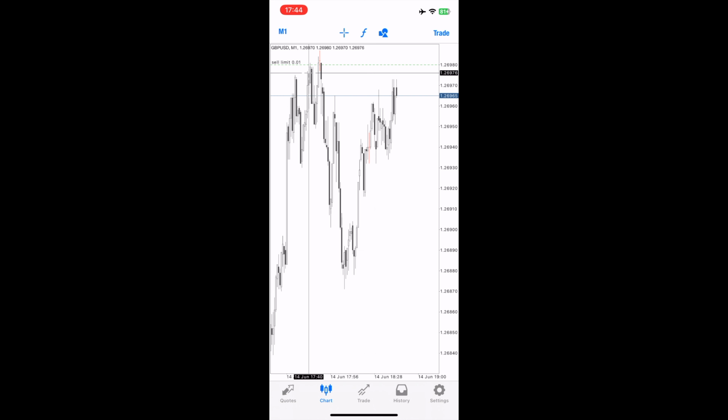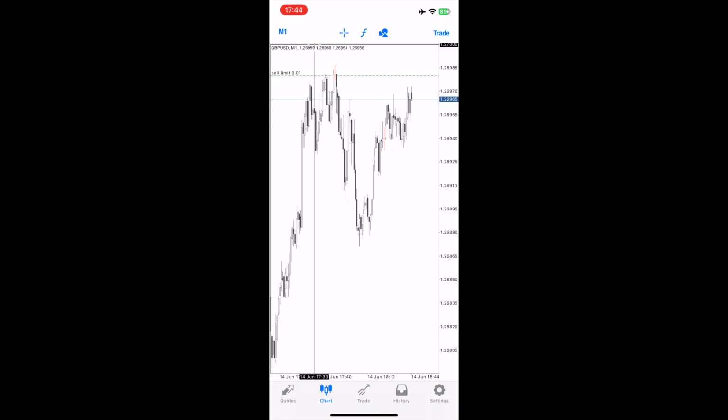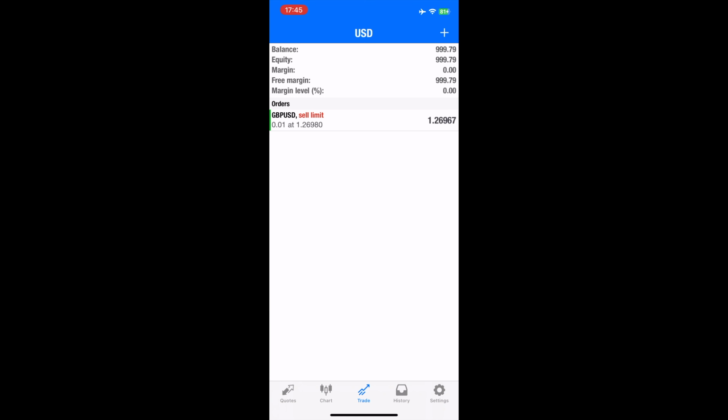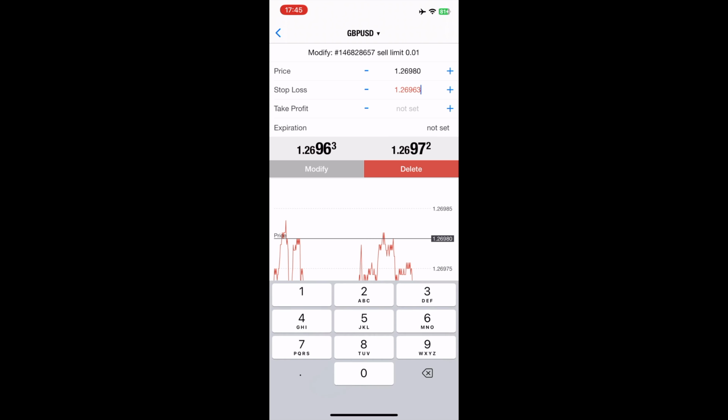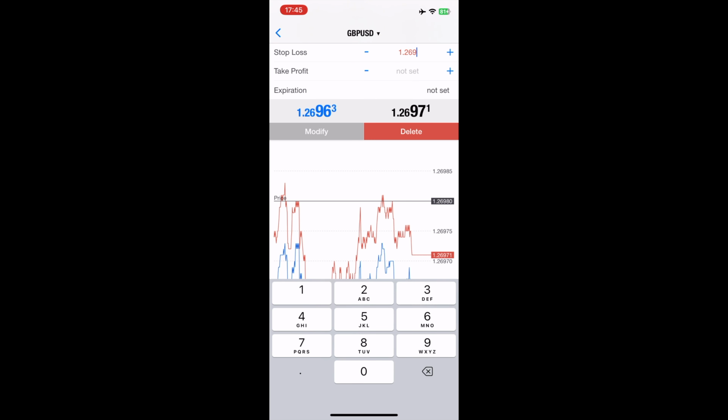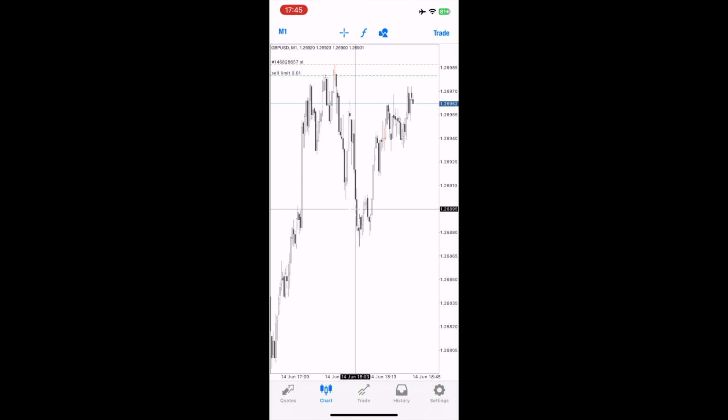So I can assume also that, okay, maybe this high up here, price might not come there. You see this high? This high up here, this one here. I can decide that my stop loss can be there. Okay, so the stop loss is going to be at 1.26987. So I can just long press this, modify, so I can have my stop loss 26987. I can click modify. So I have a stop loss now on this trade.